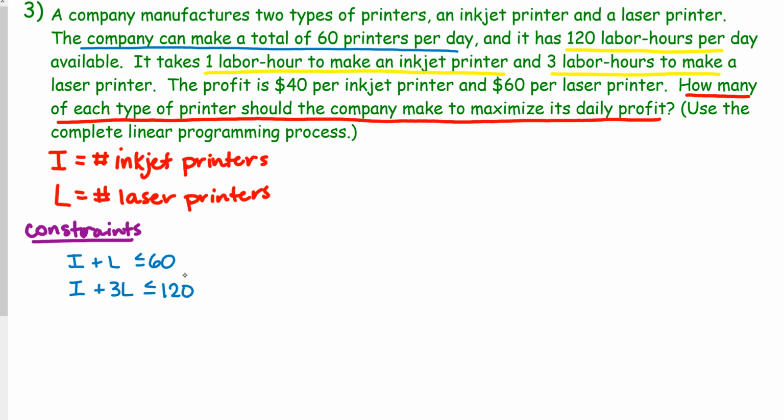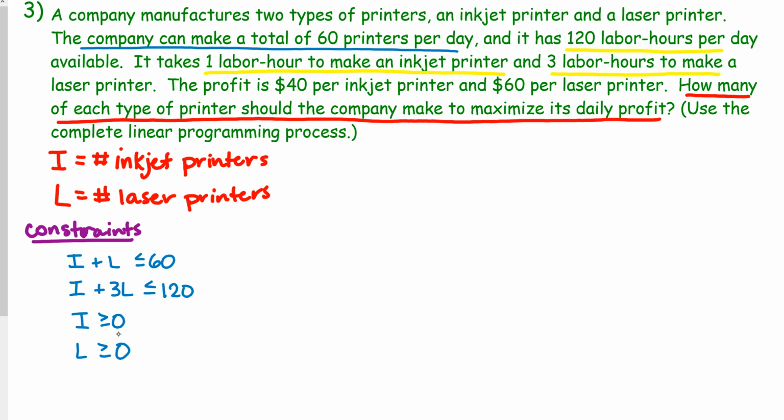Okay, we also have some invisible constraints. Because you cannot make a negative number of printers, I has to be greater than or equal to 0, and L has to be greater than or equal to 0. Always include those. So here we have our set of inequalities. We have 4 of them.